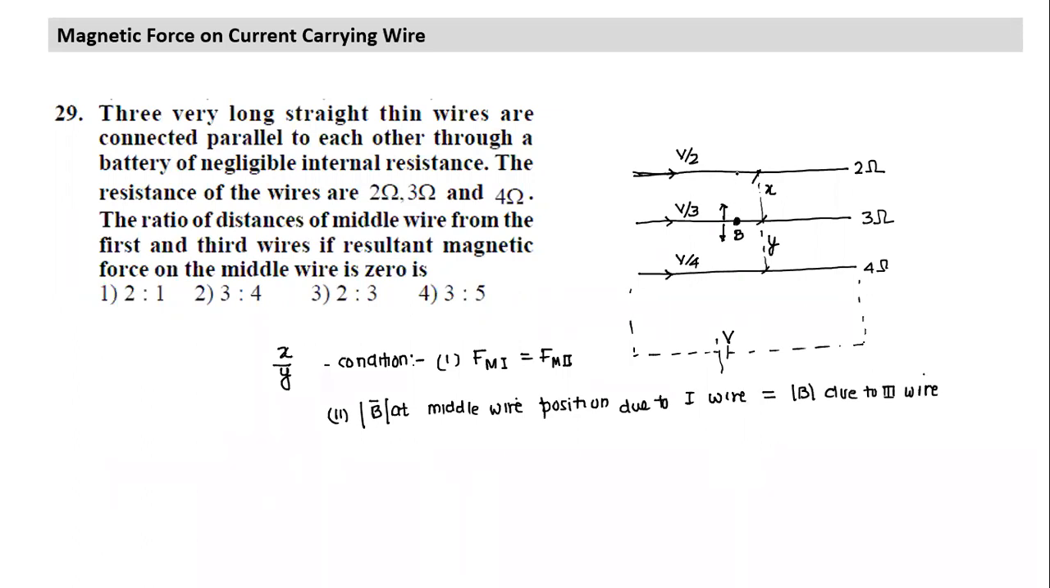What is the field at this position due to this long wire? So field will be equal to mu naught I by 2 pi d. So current is V by V, mu naught by 2 pi x is equal to the field created by the third wire. Third wire, the current is V by 4, divided by 2 pi into distance. Distance is y. I can easily find the ratio of x and y. So I hope this is all clear to everyone.